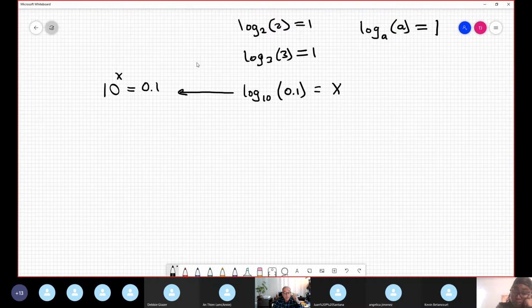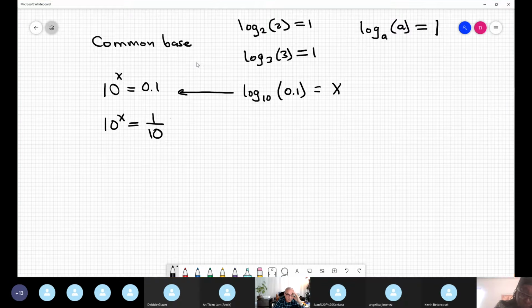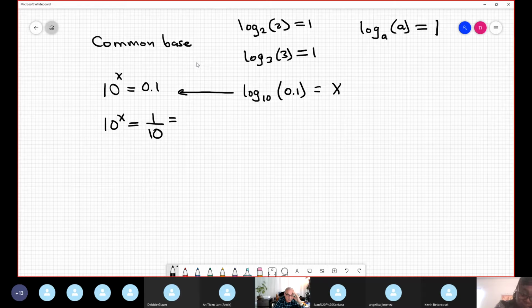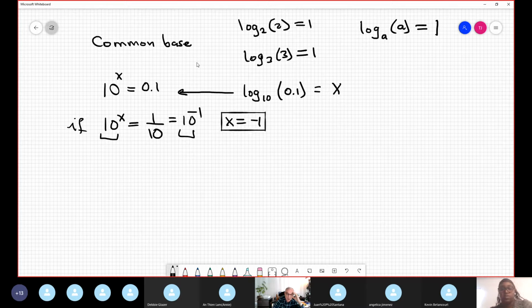So now we have one exponential equation similar to the exponential equations we solved before. Okay, so I need to manipulate both sides in order to express them using a common base. I know that 0.1 is 1 over 10, in fraction. And 1 over 10 using base 10 is 10 to the minus 1. Therefore, if the exponent is the same and the base is the same, the answer is x equals negative 1. Wow, amazing. Look at that.